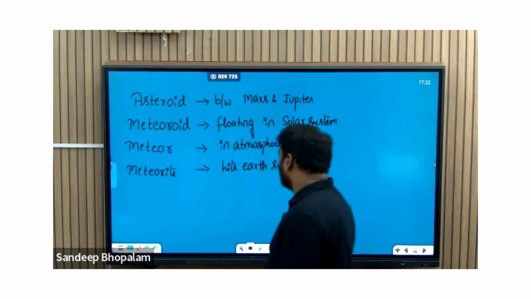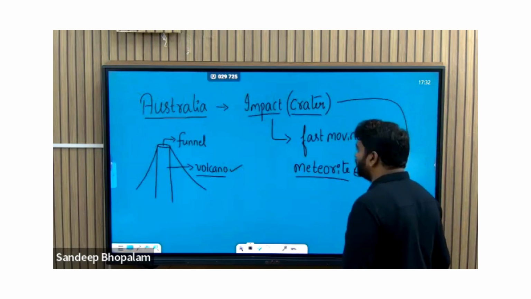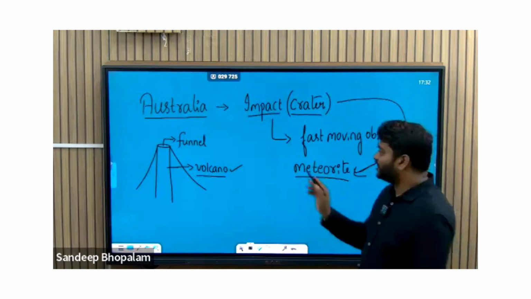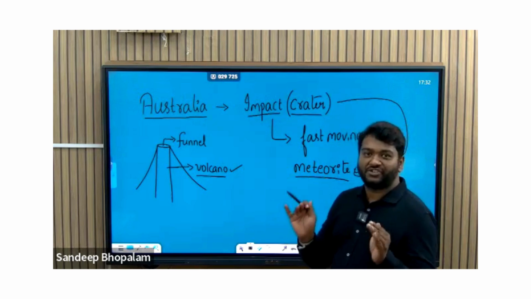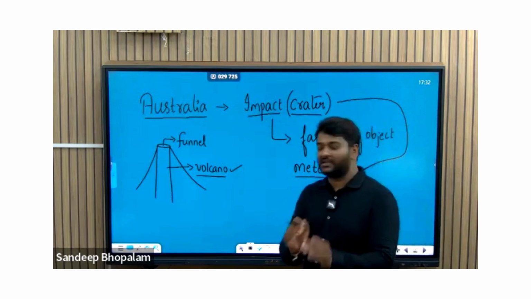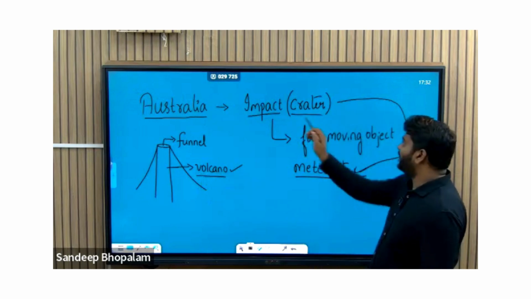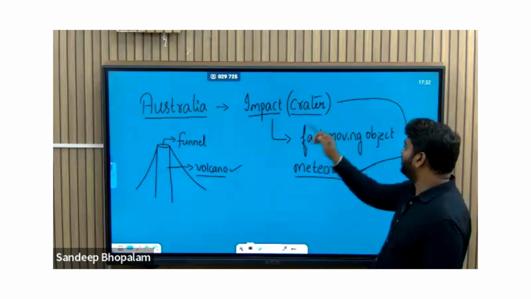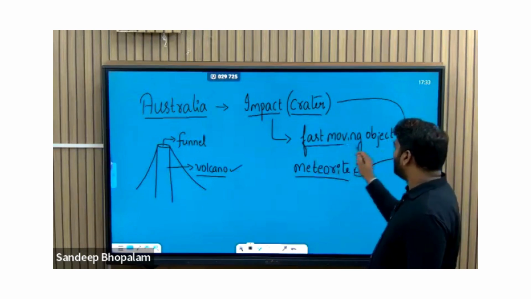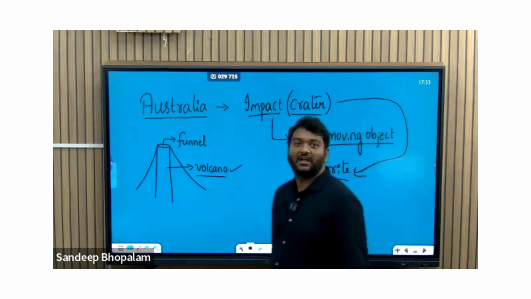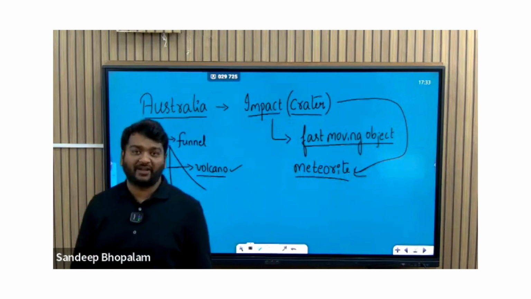Okay. Then I hope you made a small note on craters also. Funnel shaped opening or funnel shaped structures are called craters. It can be associated with volcano or it can be impact crater. And what is the meaning of impact crater? Whenever a fast moving object hits, then it would be called as impact craters.